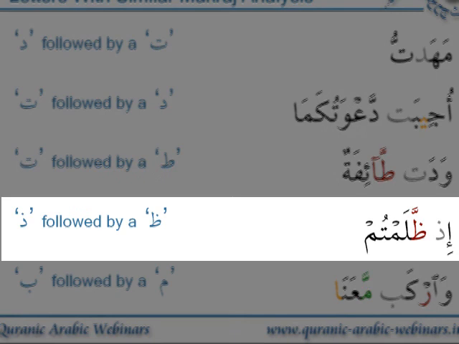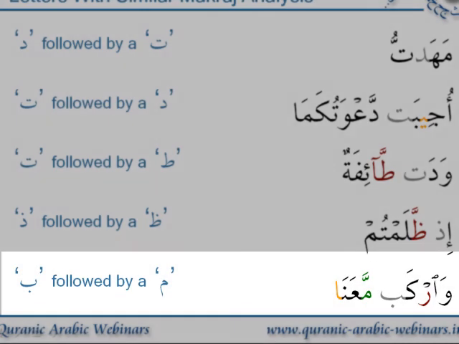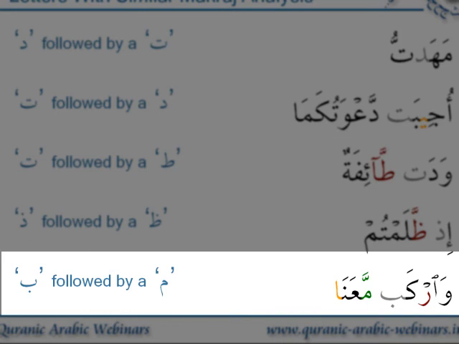Then we have the dhal followed by a dha. So here we have idh dhalamtum. Idha. So we ignore the dhal completely, join directly to the dha. Then we have the ba followed by a mim. So here we have warkam ma'na. So we ignore the ba, join the kaf directly to the mim. So kamma.